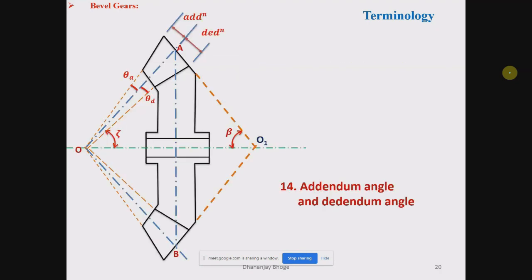Okay. So this was bevel gear terminology. The remaining part of the bevel gears we will cover in the next lecture.